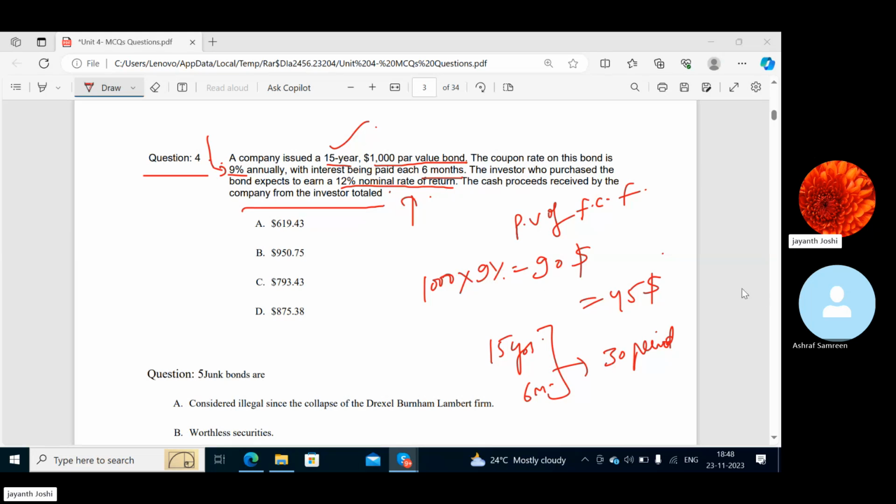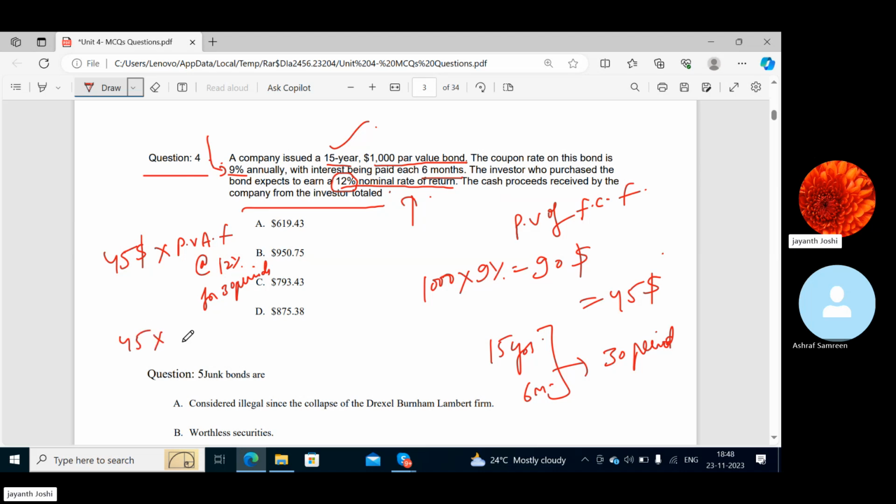So see what happens. You have to take the annuity concept, right? Why annuity? Because $45 is the fixed payment. So you have to take the present value annuity factor at the rate of 12%, because this is the expected return for every investor who wants to invest right now, at the rate of 12% for 30 periods. So present value annuity factor at the rate of 12% for 30 periods, 45.